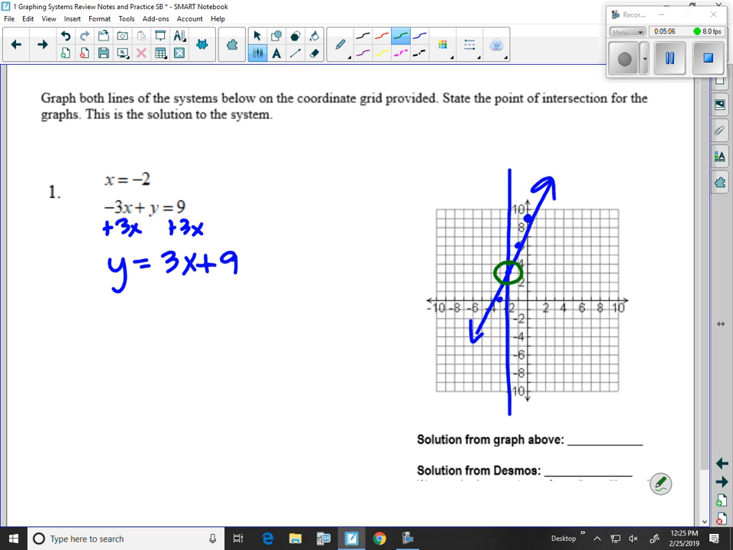Do we see the intersection point? What is it? -2, 3. Anybody have issues or questions on that? Okay, I want you to get out a way to access Desmos.